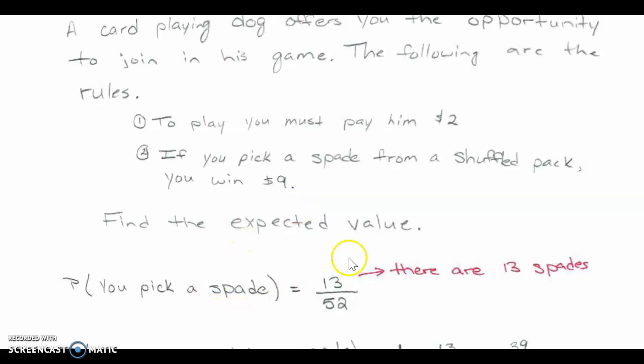First, the most important thing, every time you're looking for expected value, you need the probability. If you pick a spade from the shuffled pack, you win $9. So I'm looking for the probability you pick a spade. This takes us back to 7.1 notes. To find that probability, I need the total outcomes, which is 52. We're dealing with a deck of cards. And to pick a spade, I'm using 13, because if you think back in your notes, there were 13 spades out of the 52 cards. So the probability that you're going to pick a spade is 13 out of 52. That's the first step.